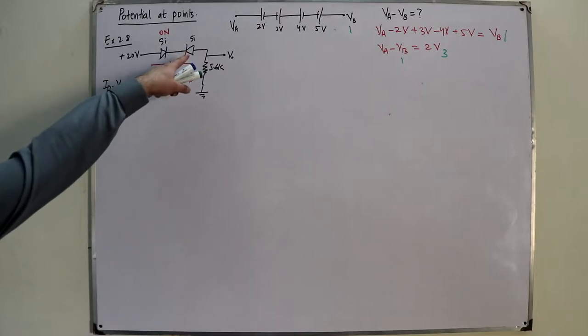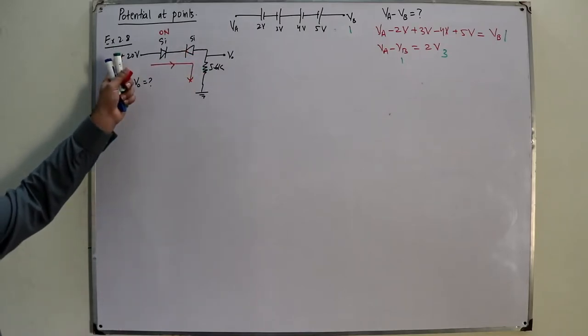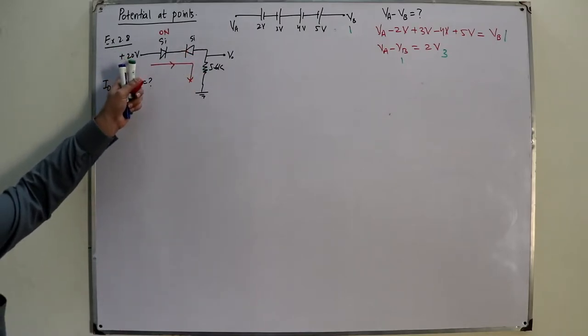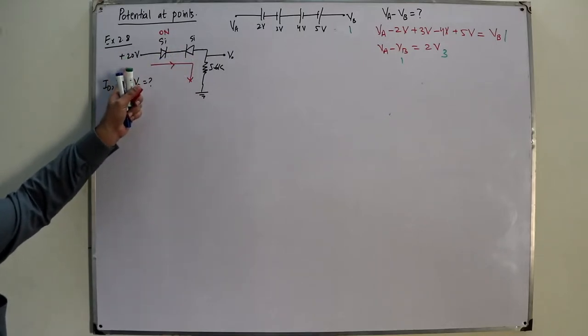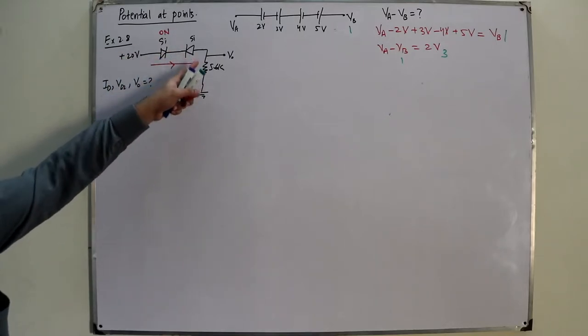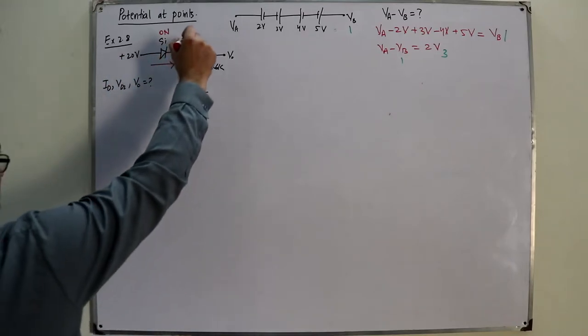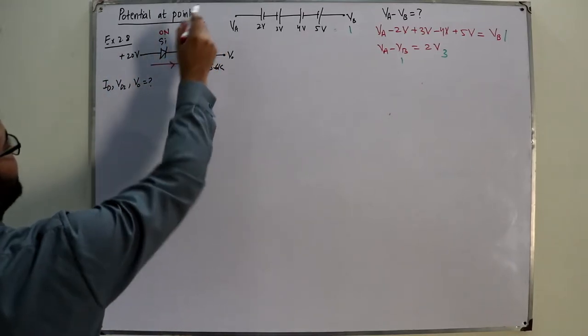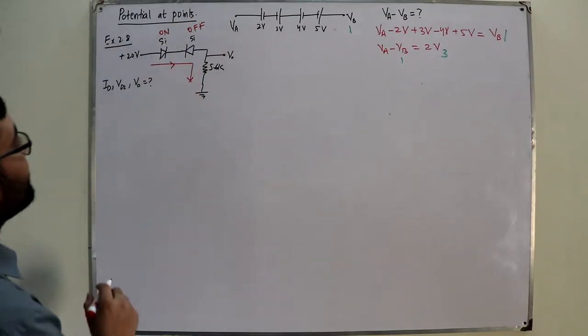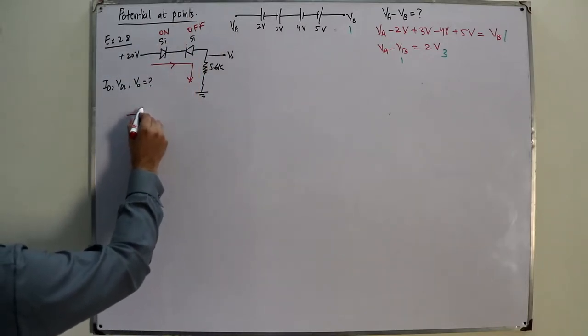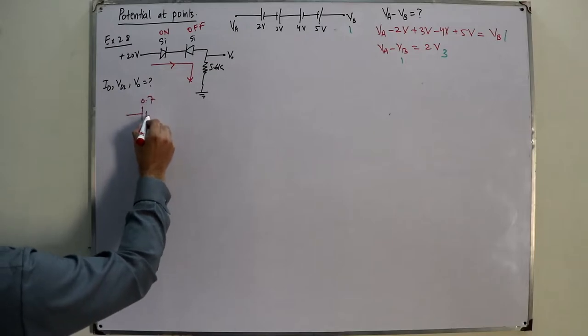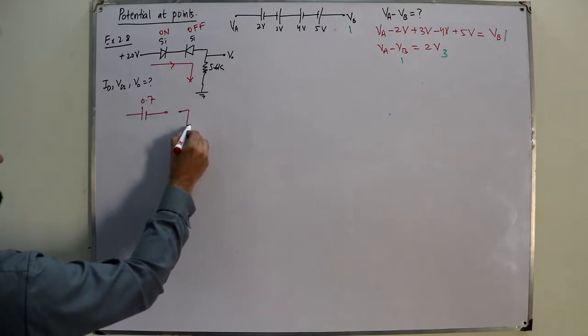Over here, it's being reverse biased. Have a look. P is connected to negative, grounded, N is connected to positive. This is in the off state. Now you draw the equivalent circuit. So the equivalent circuit will be like this. You have 0.7 volts, you have an open circuit.